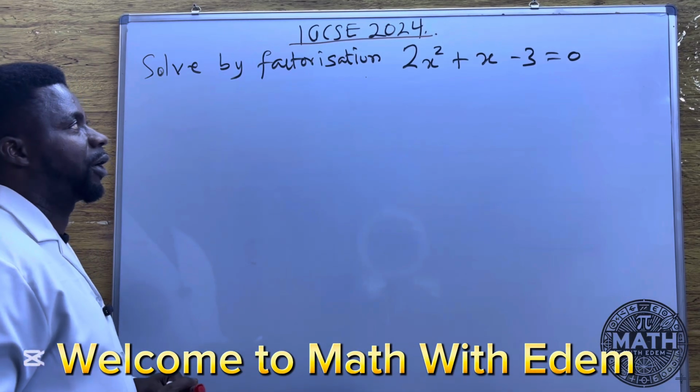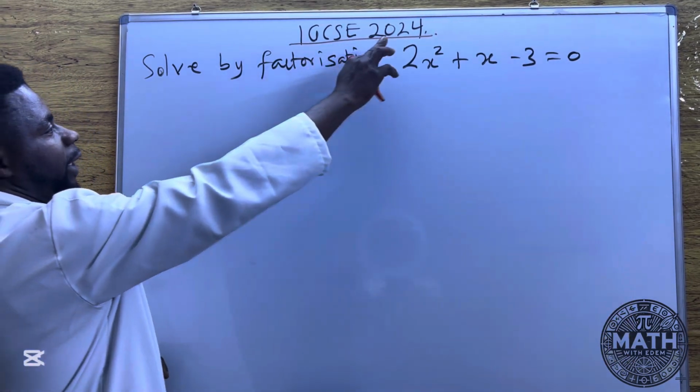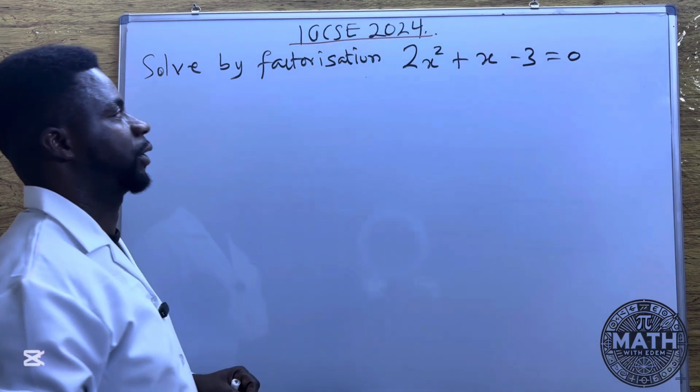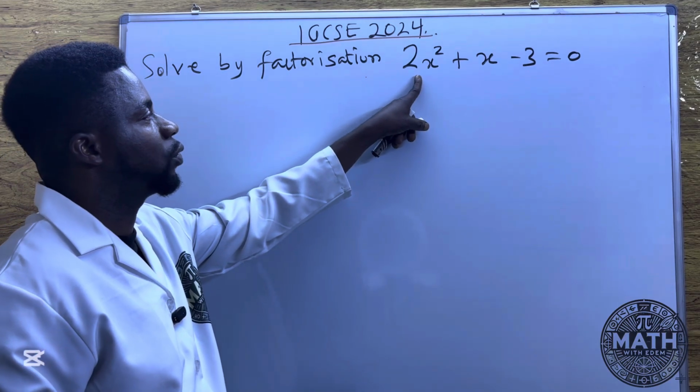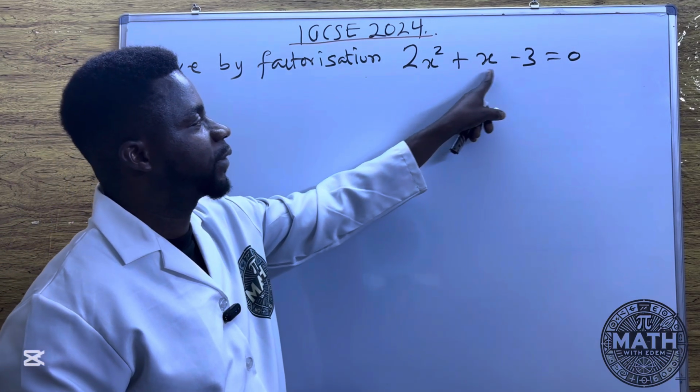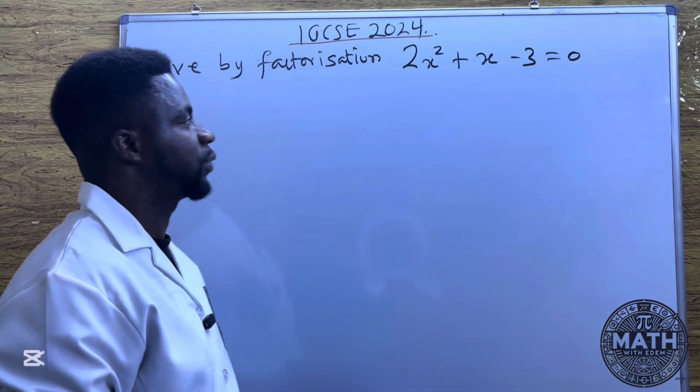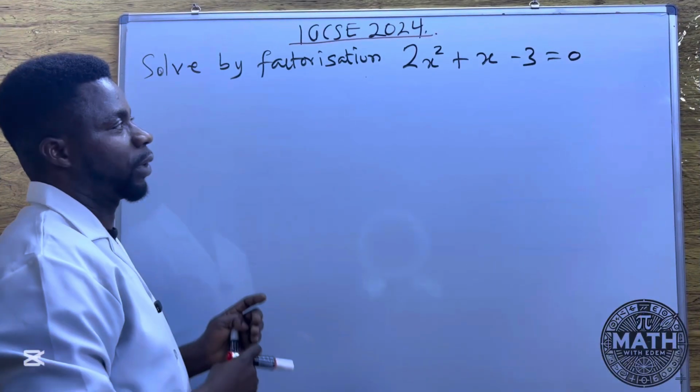In this tutorial, we are going to be solving this IG 2024 question. It says solve by factorization. We have 2x squared plus x minus 3 equals 0. So let us solve this together.